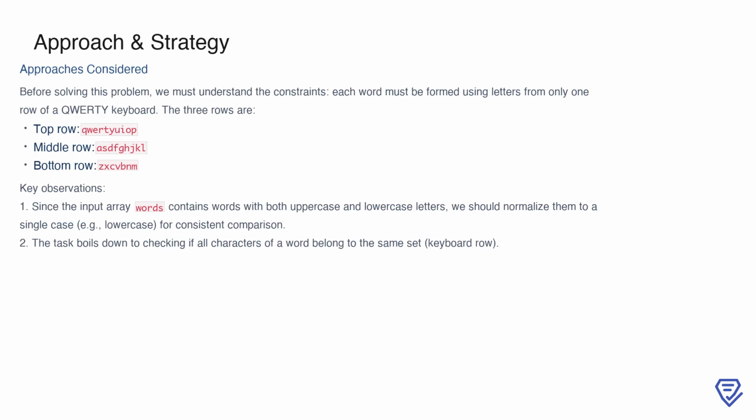To solve this problem, we first need to understand its constraints. Each word in the input must be formed using letters from only one of the 3 rows on a QWERTY keyboard. These rows are the top row, containing letters like Q, W, and E, the middle row, including letters like A, S, and D, and the bottom row, which has letters like Z, X, and C. Since the input array of words may include both uppercase and lowercase letters, it's important to normalize them to a single case, such as lowercase, to ensure consistency during the comparison process. Ultimately, the problem reduces to checking whether all the letters in a word belong to a single row, which forms the foundation for our solution strategies.